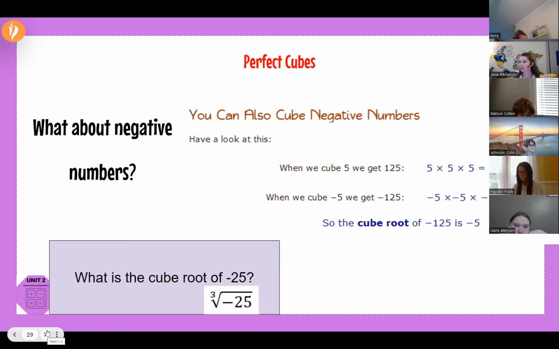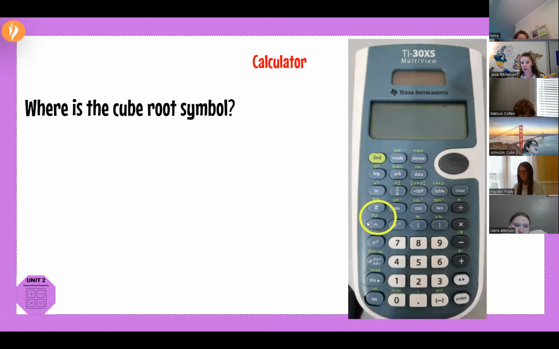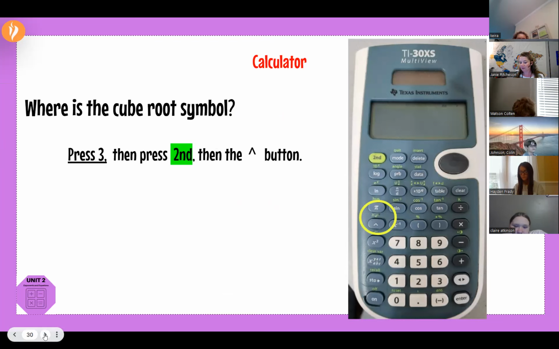Uh-huh. Yep. All right. Now, like Colin said, you can do this on your calculator also. So look on your calculator. Do you see the cube root symbol? Well, the cube root symbol is actually above the caret button. So that little X is saying, what root would you like? So in order to type in the cubed root, you're actually going to press 3 first.